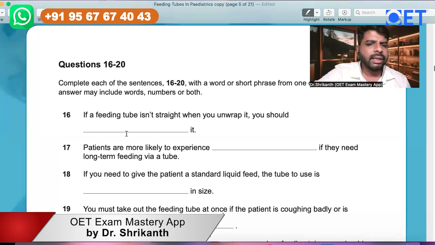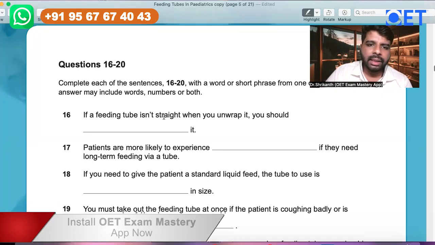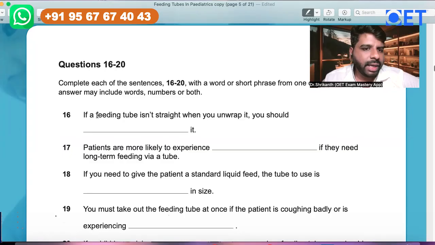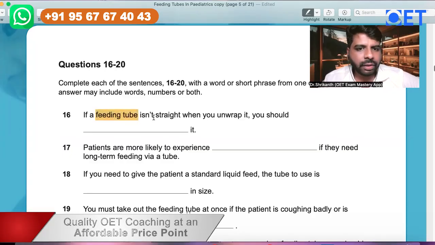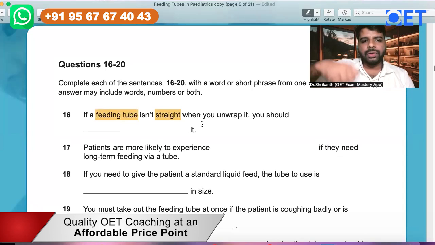Let's read the 16th question. The 16th question is, if a feeding tube is not straight, when you unwrap it, you should dash it. Okay, and again, these are time consuming questions. So let's understand what is happening over here. We have a feeding tube. If the feeding tube is not straight, that is when we take it out of the packet, the tube will be in circles, right? It will be in circles. So it is not going to be straight.